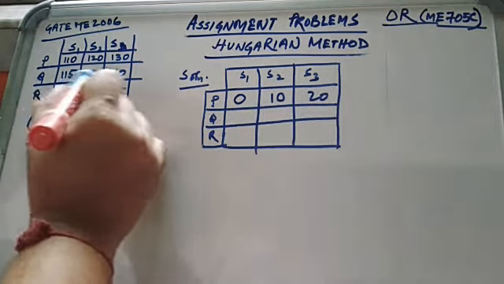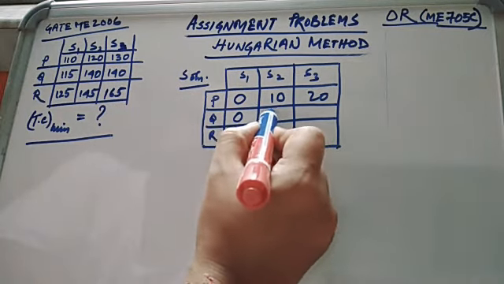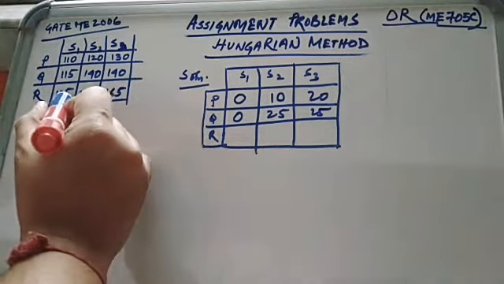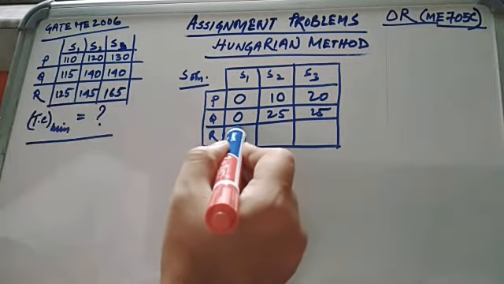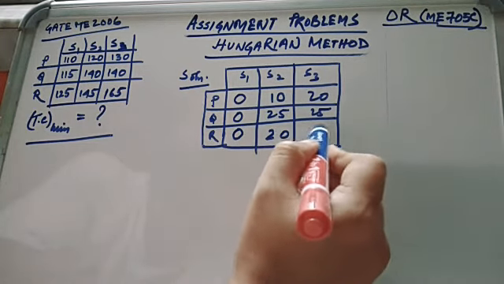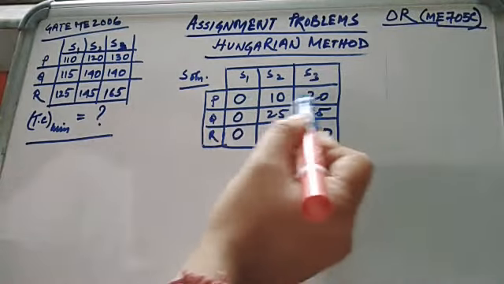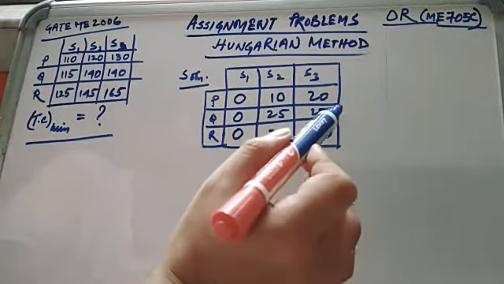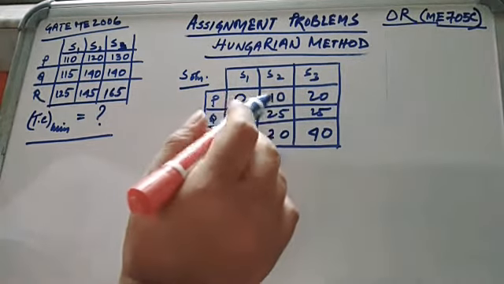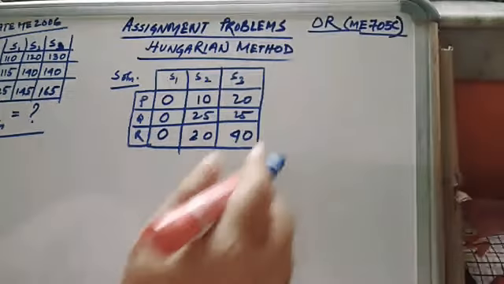For the next row, 115 is the lowest one, which gives you 0. This is 25 and this is 25. For this one, 125 is the lowest one, which gives you 0, and this is 20 and this is 40. Now you see all these rows have got a single 0 value, but this column and this column are not having a 0 value. That means you have to perform a column operation.